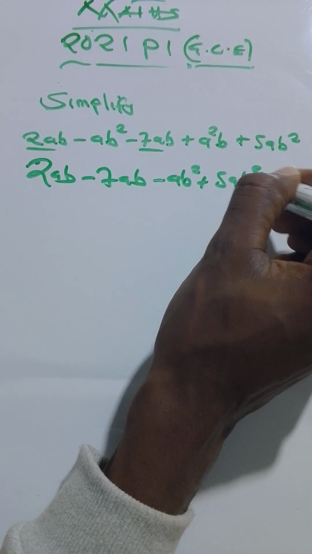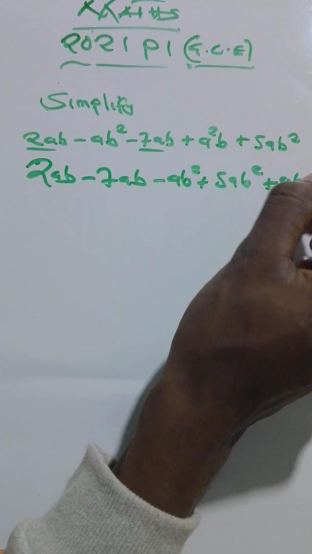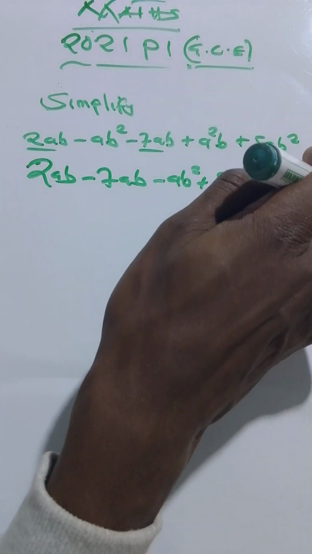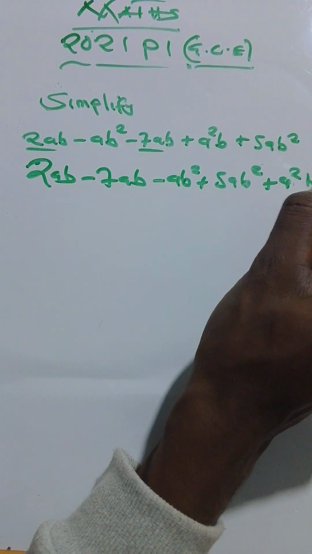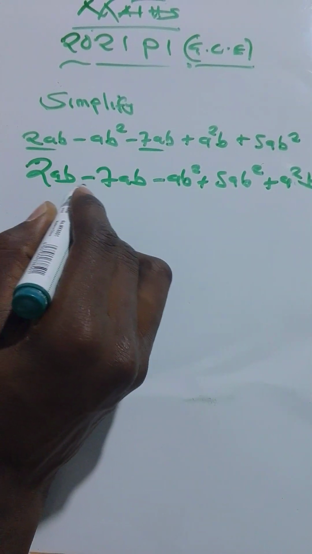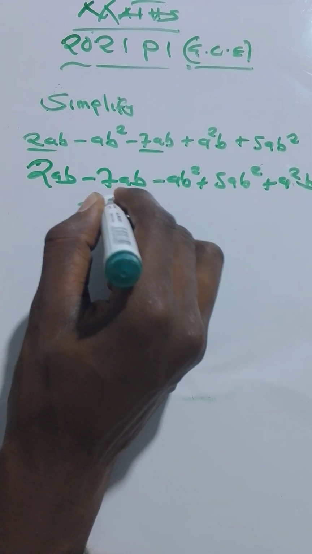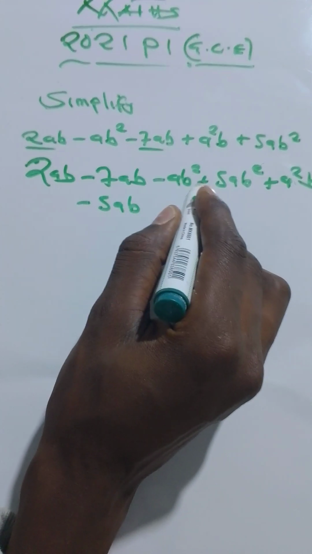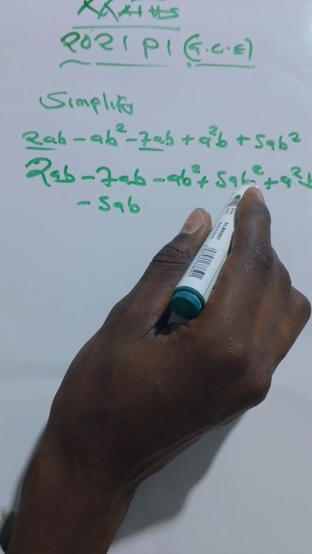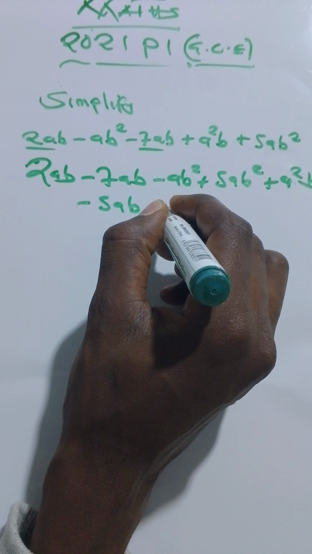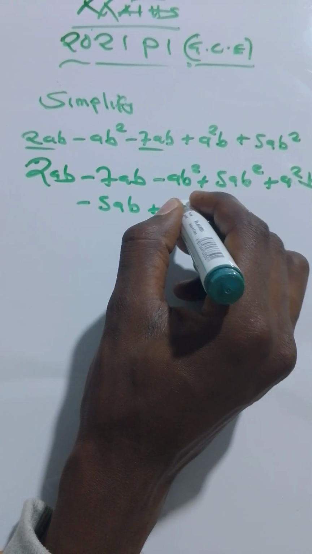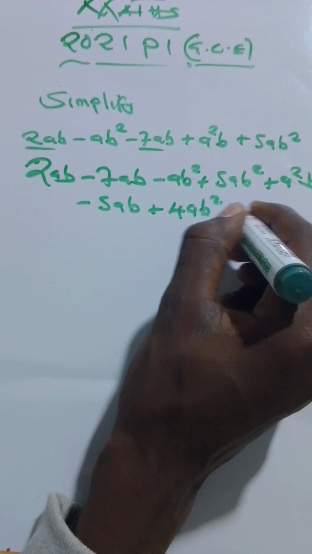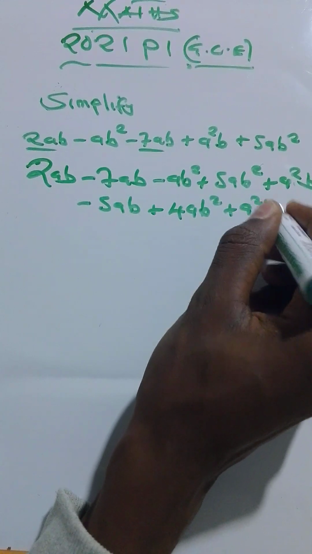then plus a squared b. So a squared b. So 2ab minus 7ab, I get negative 5ab, then negative ab squared plus 5ab squared, we are getting positive 4ab squared plus a squared b.